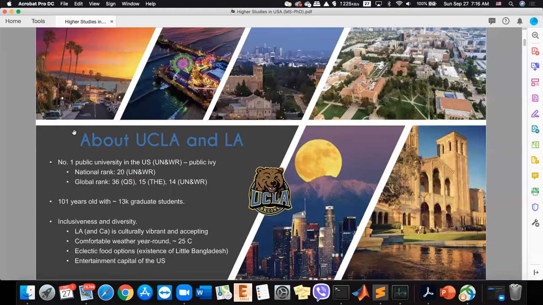Compared to Bangladesh, UCLA is sort of a lot like Dhaka University, because both of them started at the same time, both are 100 years old, and both have a huge student body. I have a lot of seniors from Bangladesh who come to UCLA, and their first reaction is, oh wow, this looks a lot like Curzon Hall. That sounds more or less right, because UCLA students are pretty proud of themselves, being the number one public university.